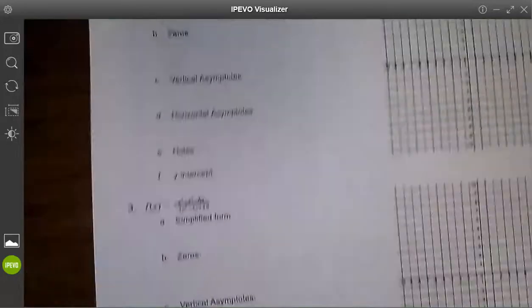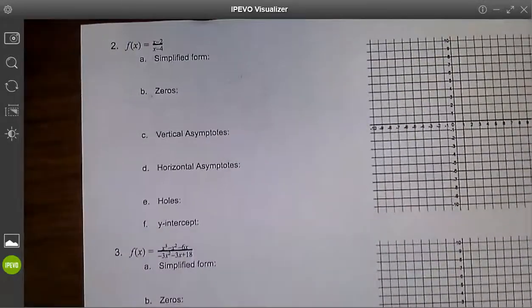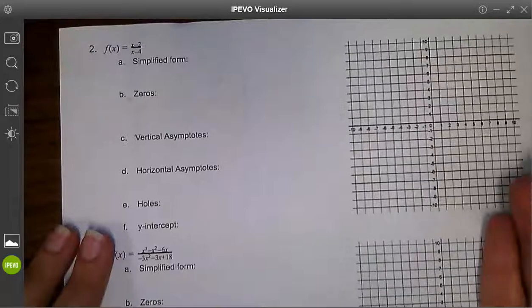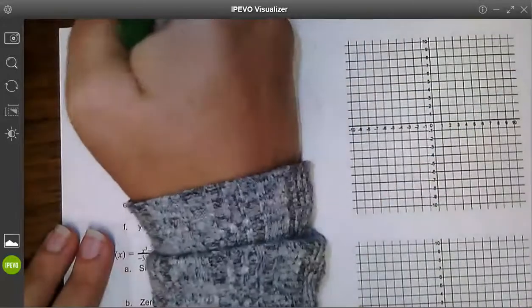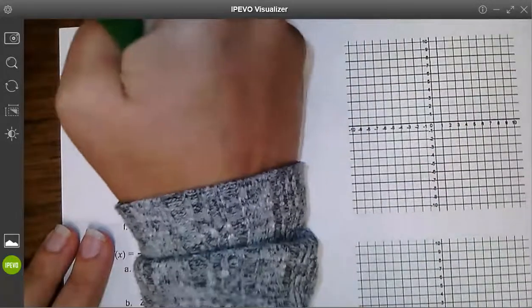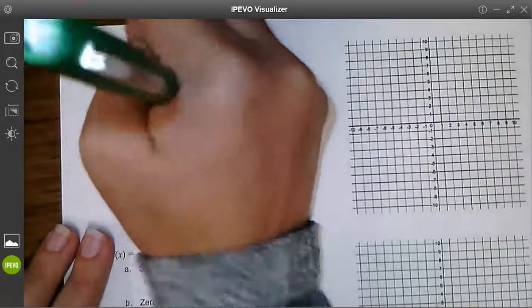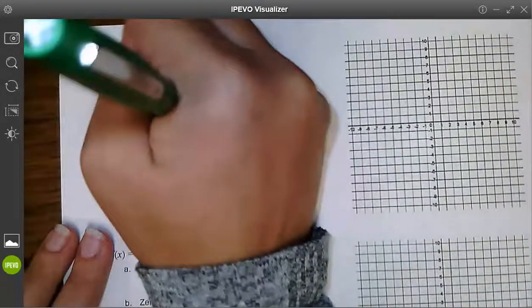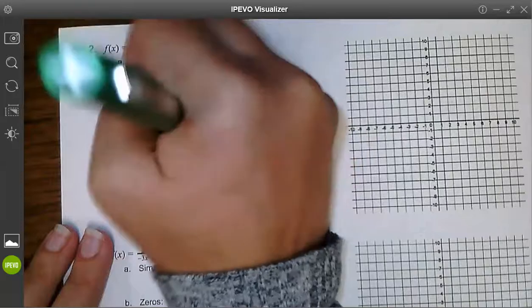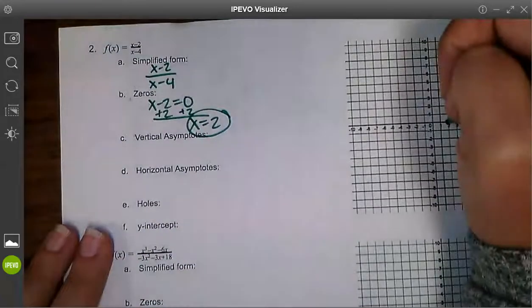Next one. We have x minus 2 over x minus 4. We don't have to factor anything there. That is our simplified form. There's nothing we can do to simplify it. Zeros is where your numerator equals 0. So I have x minus 2 equals 0. Add your 2, and you get x equals +2. A zero is an x-intercept, so there's a point there.